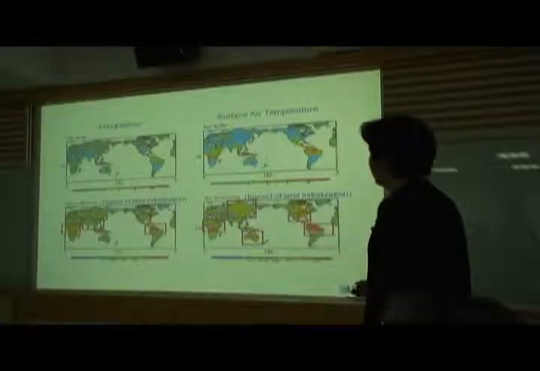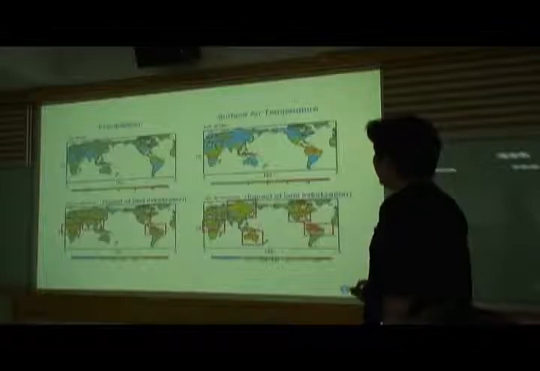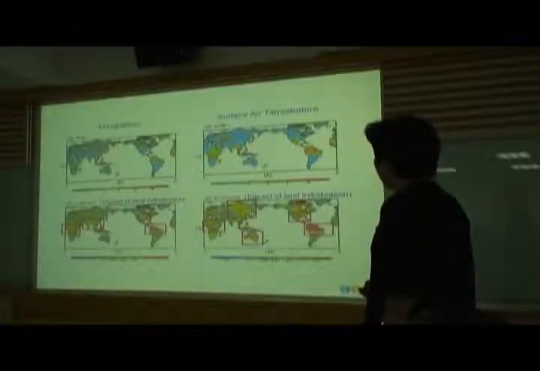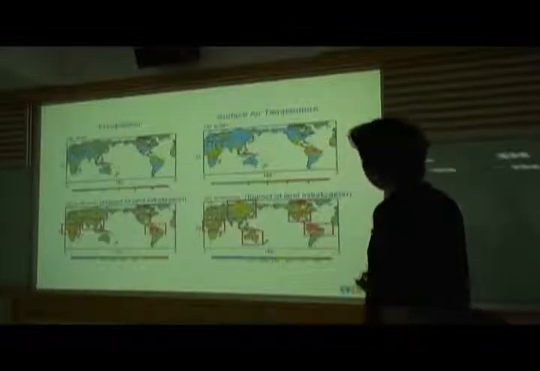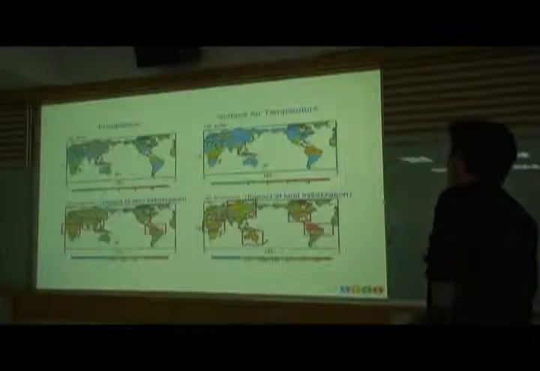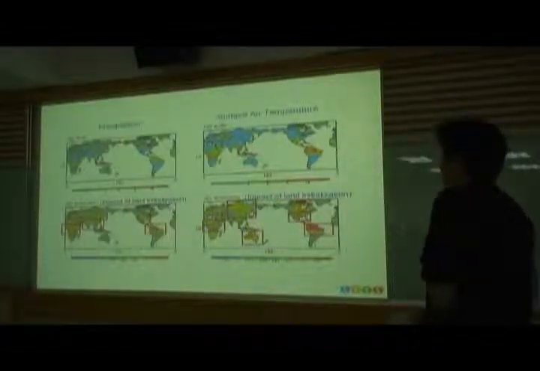This is the difference between the ALGO minus ALO. That means the impact of land initializations. We can see over middle of Africa, in Asia, and middle of North America, and northern South America, the large impact of the land initializations.